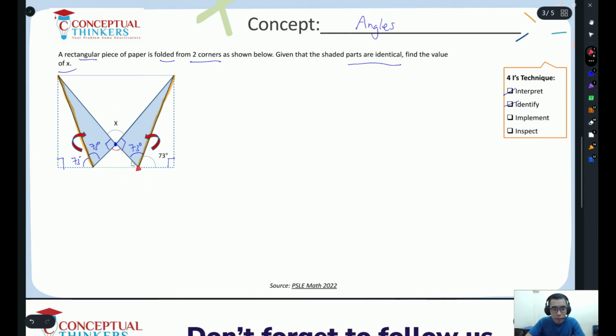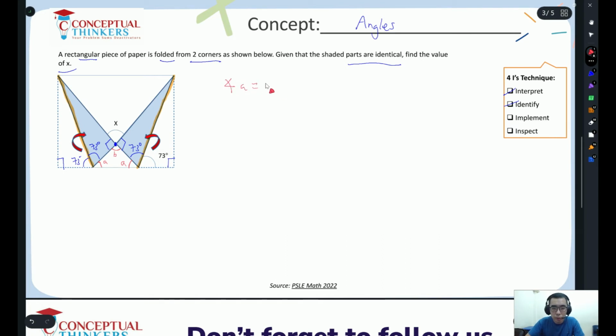Then I notice that I can find this angle and also this angle. Let's call this angle A. It's actually an isosceles triangle, right? So let's find these two angles, then I will be able to find this angle. Let's call this B. Then I can use the angles at a point to find my angle X. So let's find angle A.